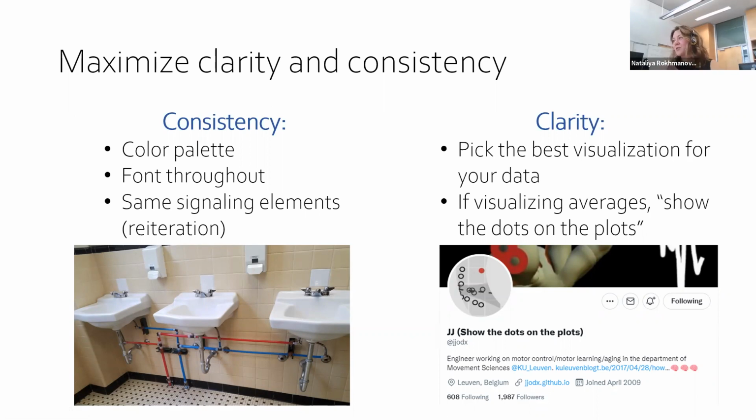As I was saying, show the dots on the plots. Whenever you're visualizing averages, it can be very helpful to represent the individual points. It kind of gives the reader an understanding of the distribution of the data, especially if we're talking about human research, human subject research.